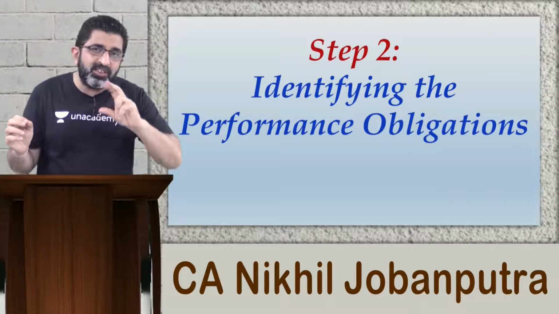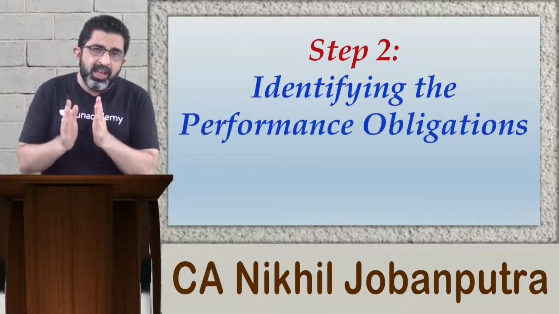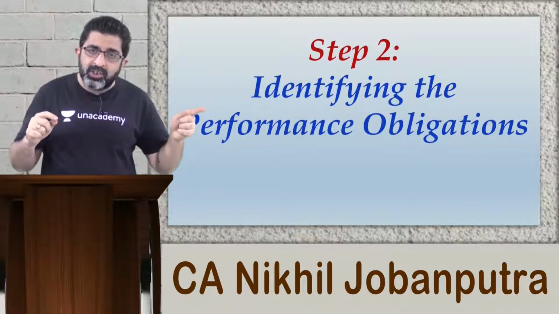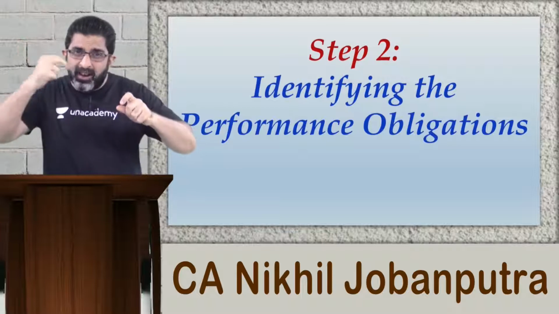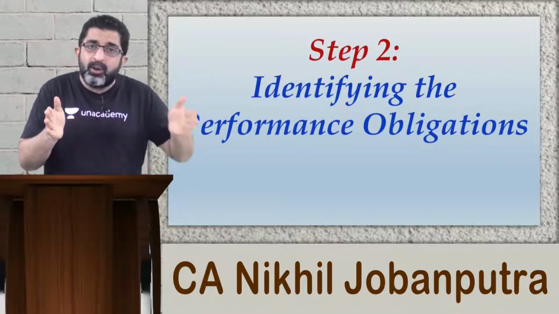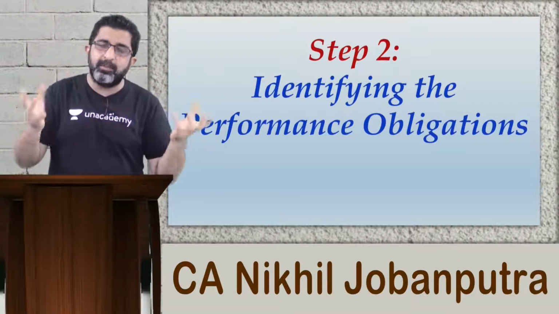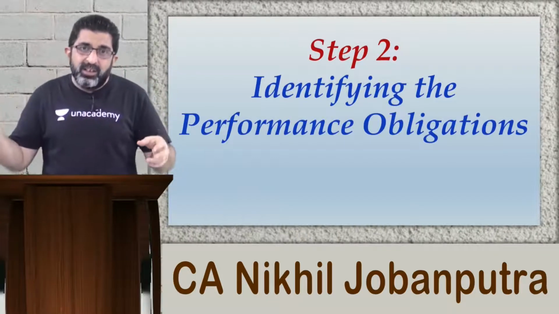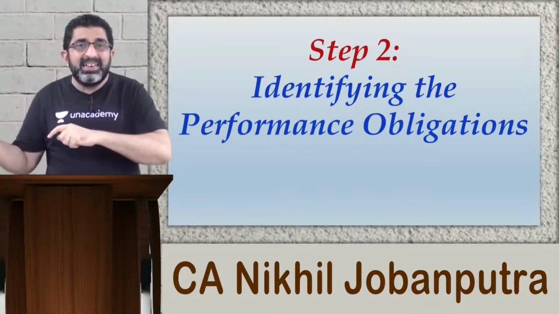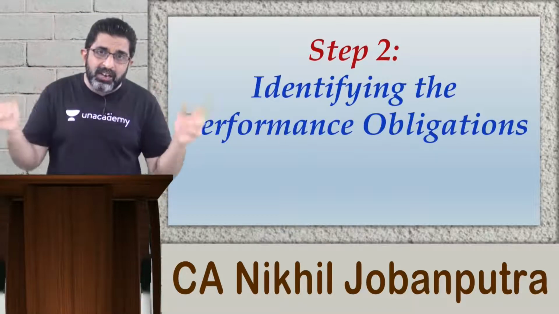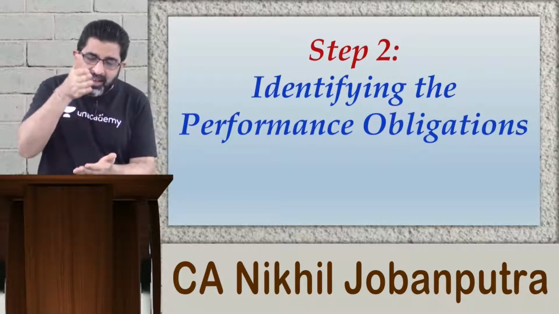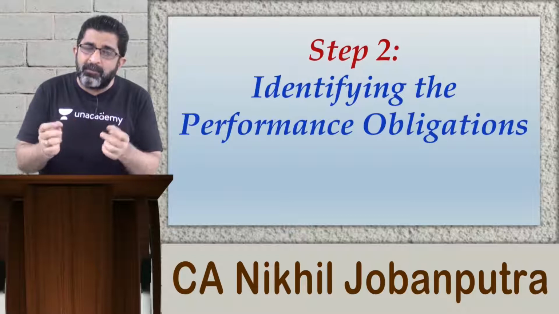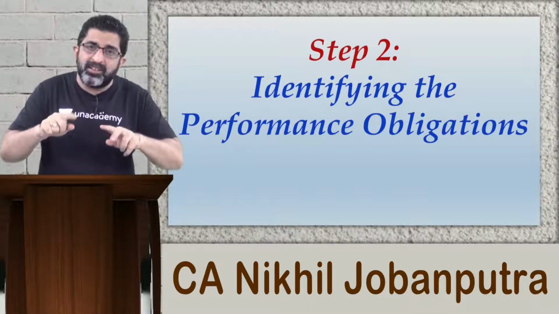Performance obligation in certain cases may be a single performance obligation and it could be a multiple performance obligation. The moment it is a multiple performance obligation, then the transaction price what you will determine in step 3 will have to be allocated over each performance obligation on some rational basis. So that allocation will take place at a later stage. Transaction price will be determined at a later stage, but the identification of performance obligation has to be done at this second step.